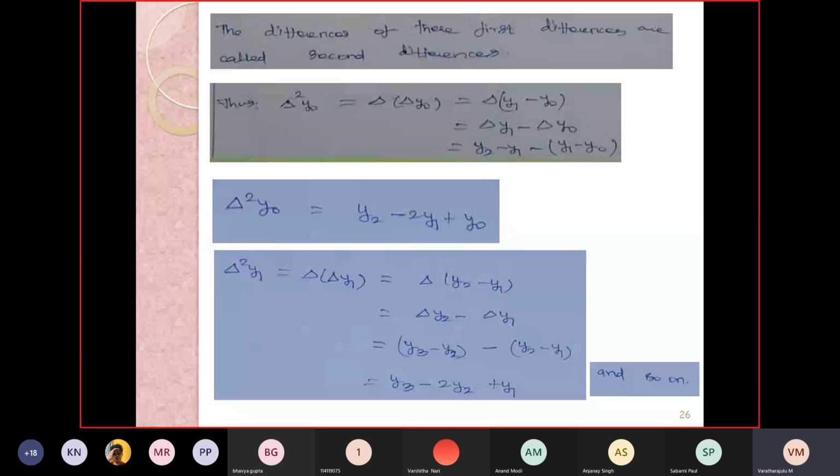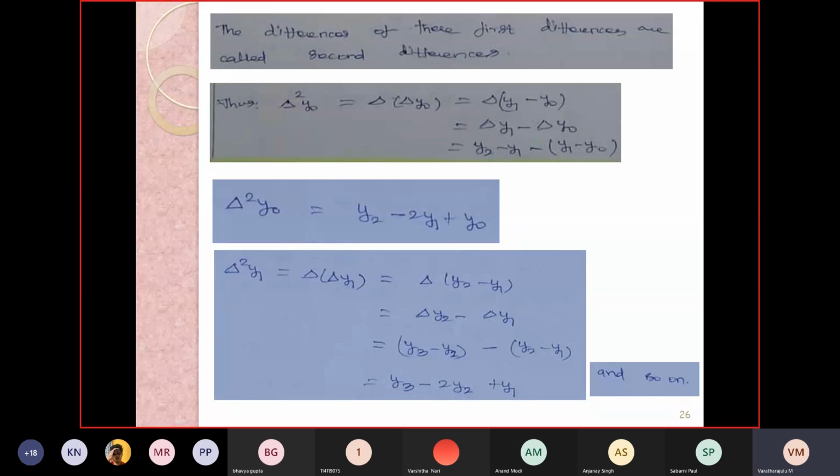Similarly, the second difference of y1 is equal to delta into delta y1, which is delta into y2 minus y1. By applying delta to each term, we get delta y2 minus delta y1. Instead of delta y2, we can write y3 minus y2, and instead of delta y1, we can write y2 minus y1. Therefore, we get the second difference of y1 as y3 minus 2y2 plus y1.